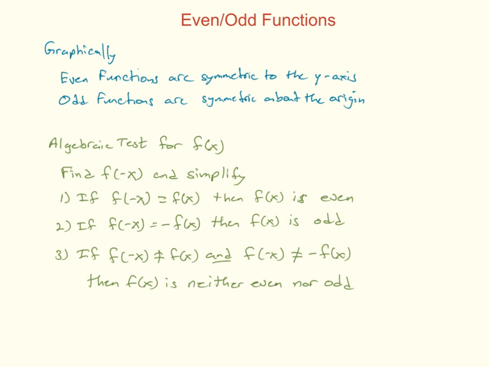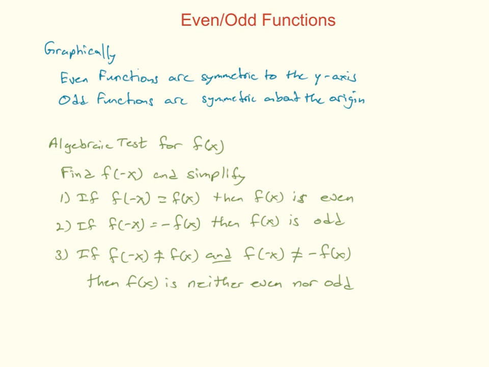Some people think of symmetry about the origin as a double flip. Take the part that's to the right of the y-axis, flip it over the y-axis and flip it over the x-axis, or flip it over the x-axis and the y-axis. Either way, flip it over both axes, and one part will land on top of the other one. Another way of looking at that is a rotational symmetry.